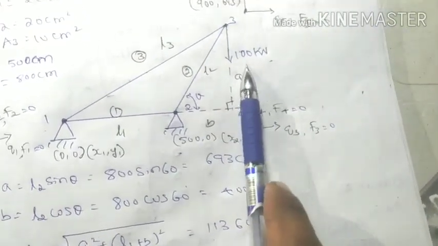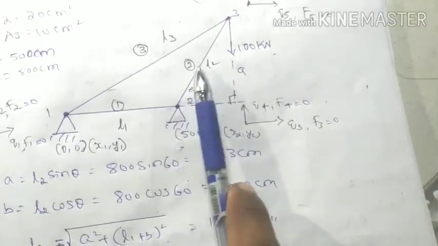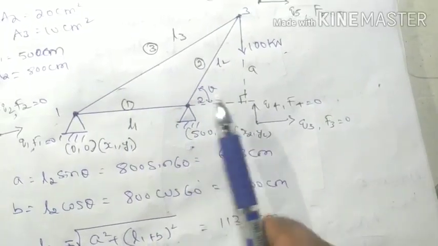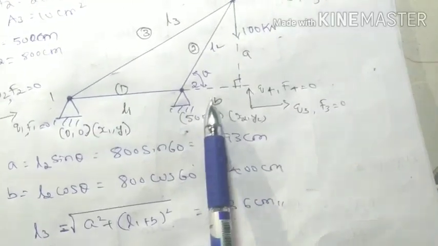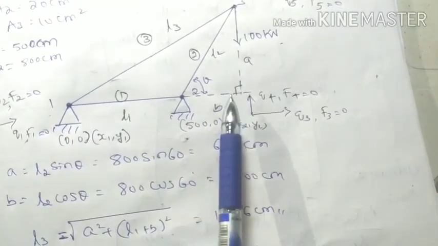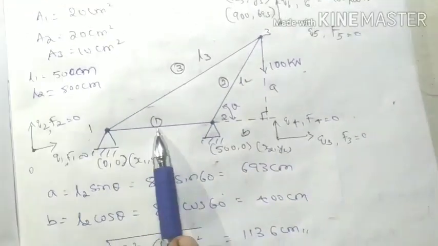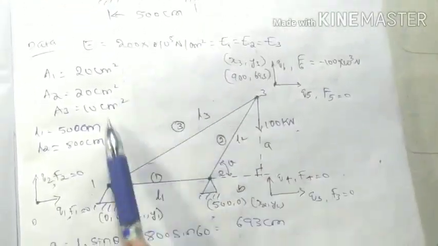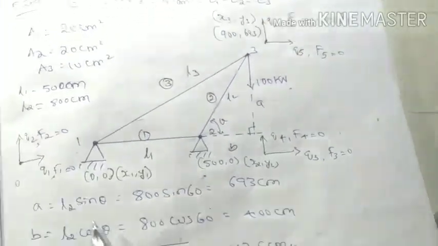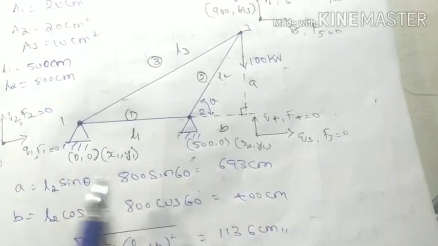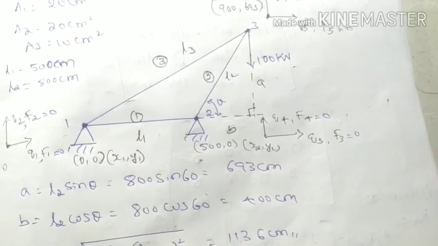According to sin theta, it is opposite by hypotenuse, therefore A becomes L2 sin theta, where the hypotenuse is L2. Similarly, cos theta means adjacent by hypotenuse, adjacent is B and hypotenuse is L2, therefore B becomes L2 cos theta. We know L2, because L1 is 500 centimeter and L2 is given as 800 centimeter. Substituting those values, we get A as 693 centimeter and B as 400 centimeter.